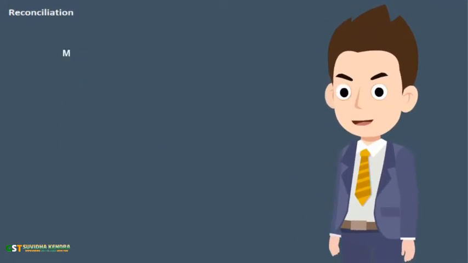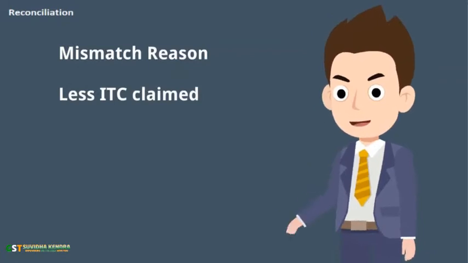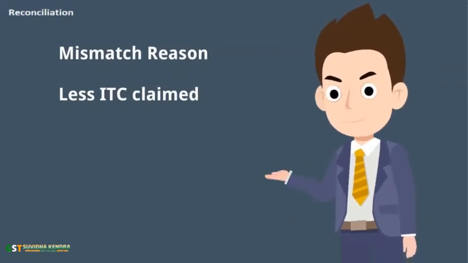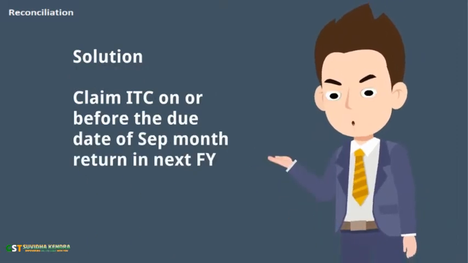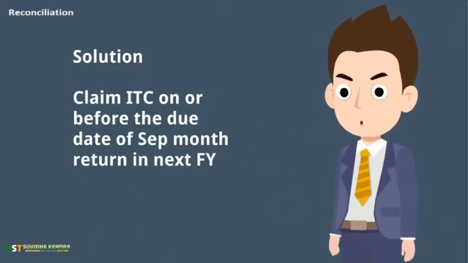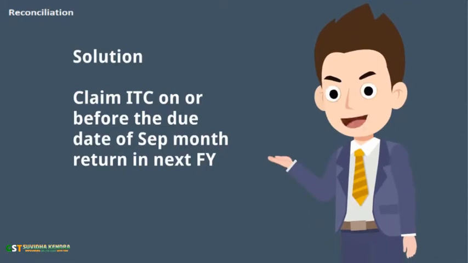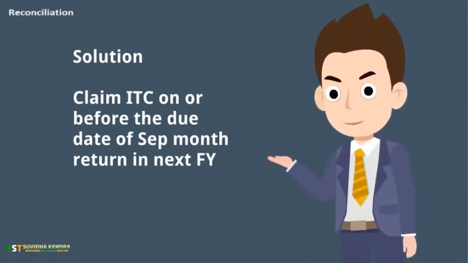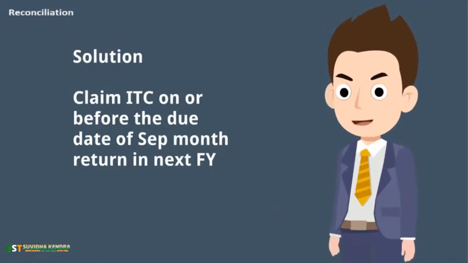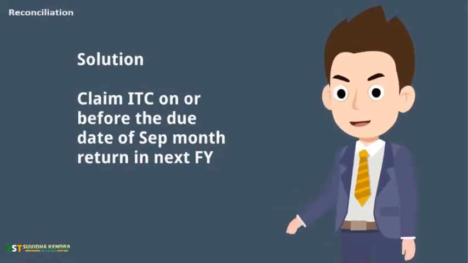The fourth reason may be buyer has claimed less input tax credit. In order to take full benefit, buyer has a timeline to claim ITC. Buyer can claim ITC on or before the due date of September month return in next financial year.